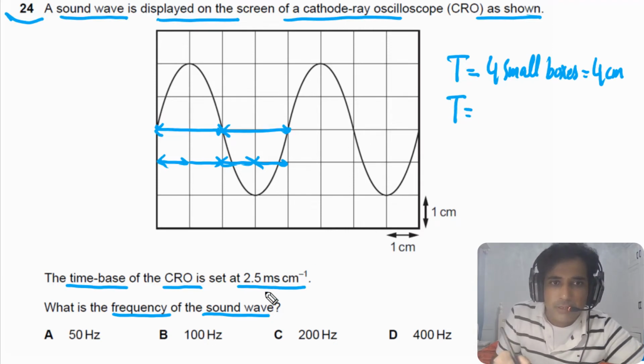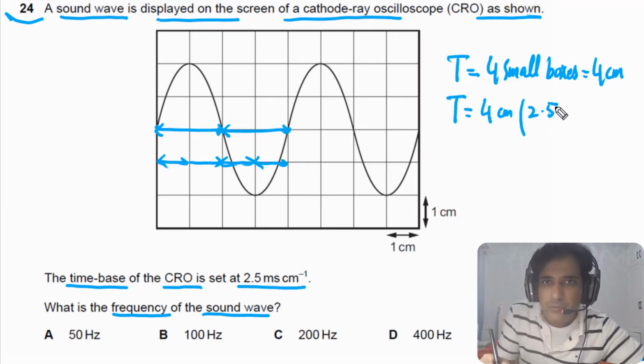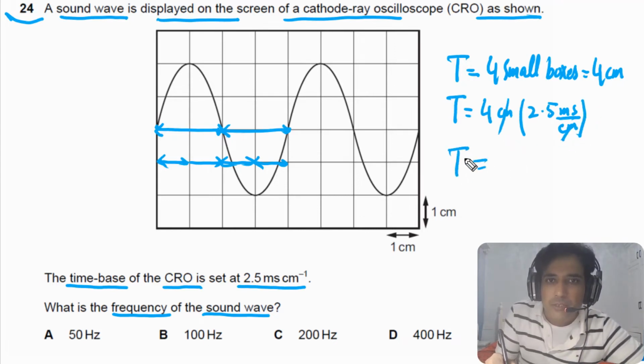It is given to us that 1 centimeter is equal to 2.5 milliseconds. We have 4 centimeters. We need to find the time period. So we have to multiply this with 2.5 milliseconds per centimeter. So we can cancel centimeter with centimeter. In this case, we can find the value of the time period, that is equal to 4 times 2.5 milliseconds.